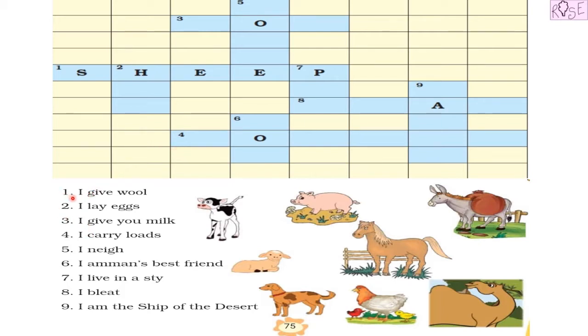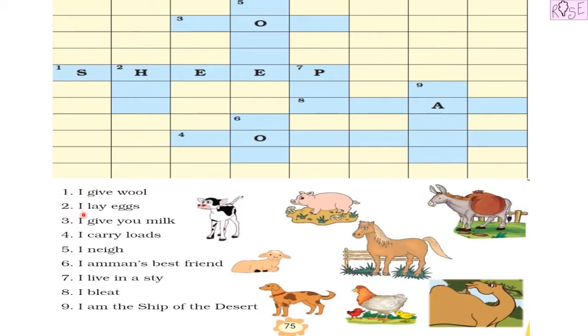So the first one is I give wool, and we have to search for the number 1 in this crossword. Here is number 1, and what has been written here? SHEEP. I give wool, and this makes sheep. So sheep gives us wool. So the first one is already done for us. We have to do the rest of the 9.